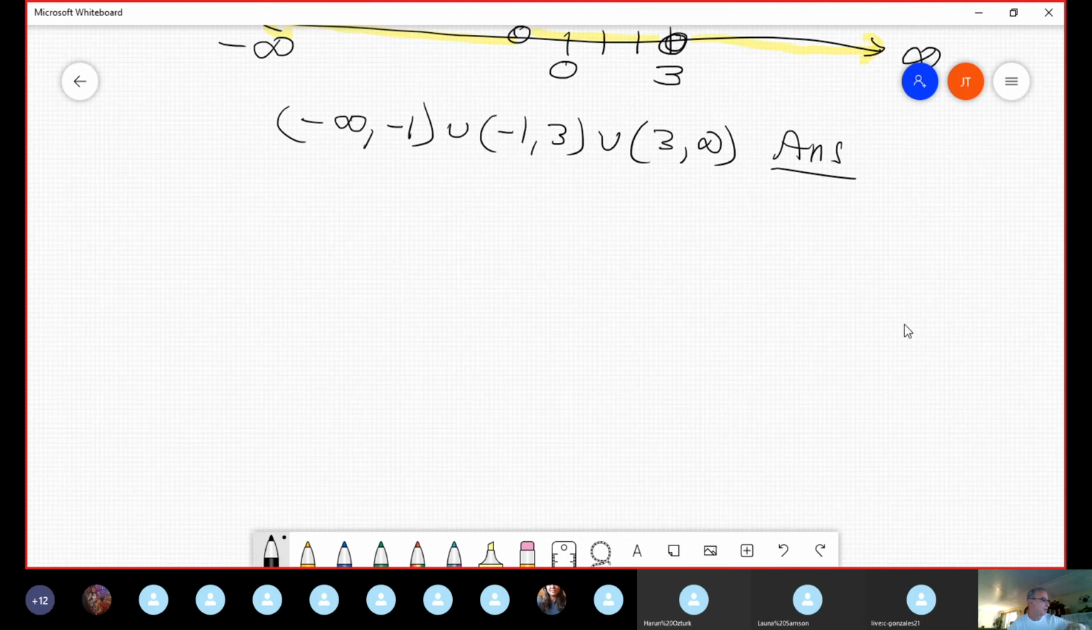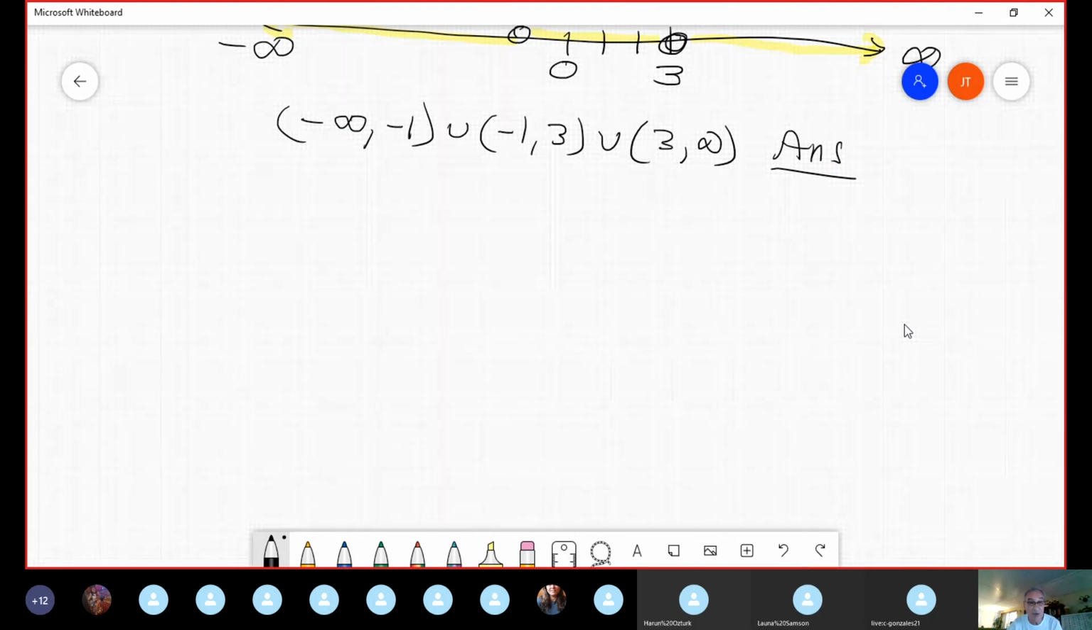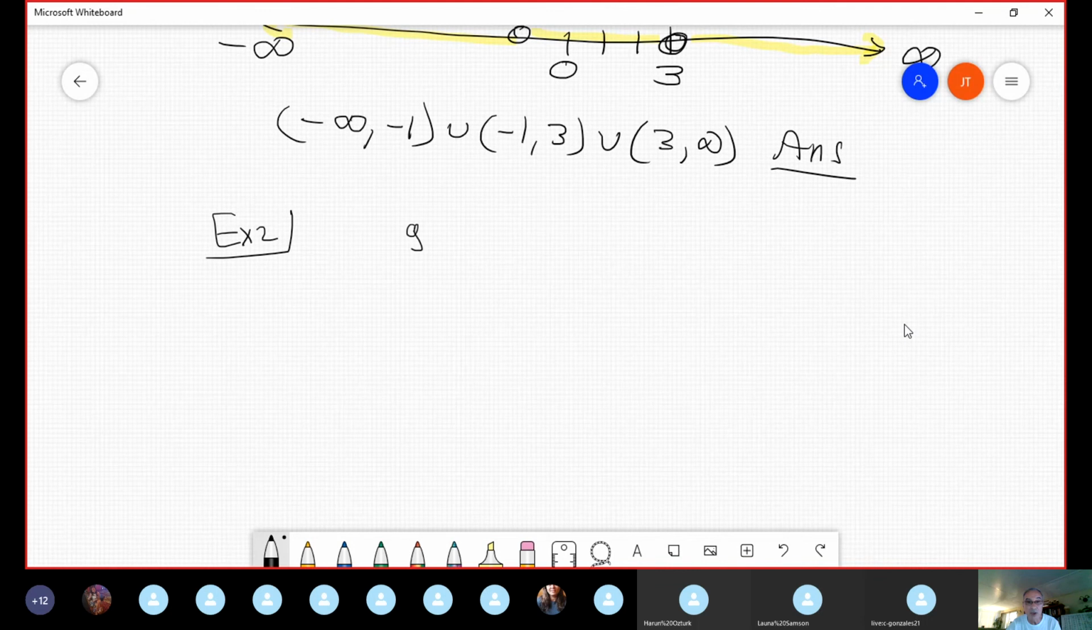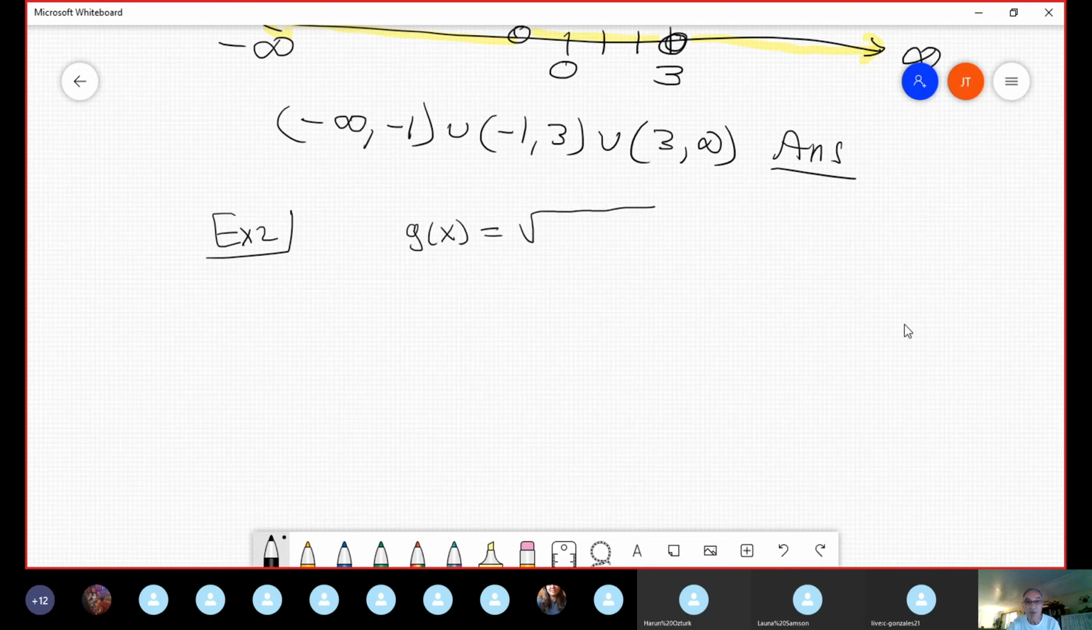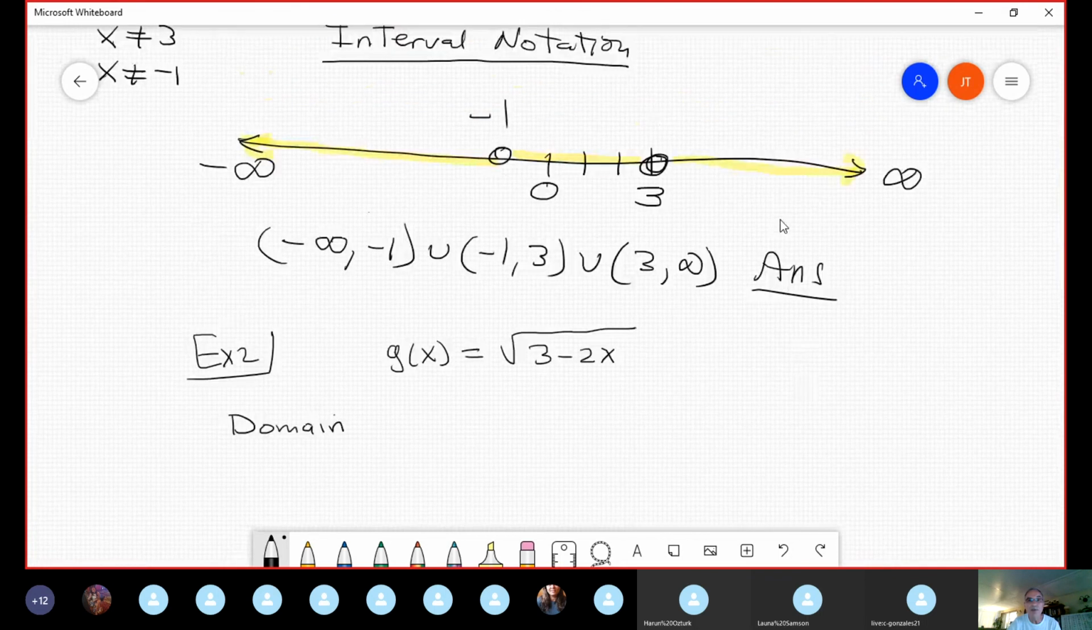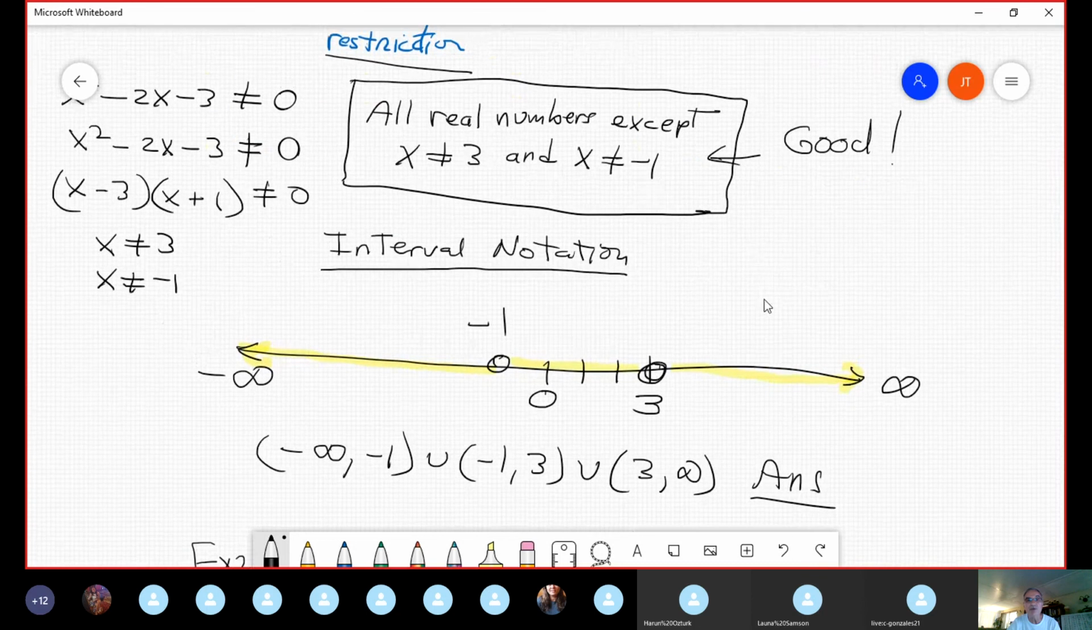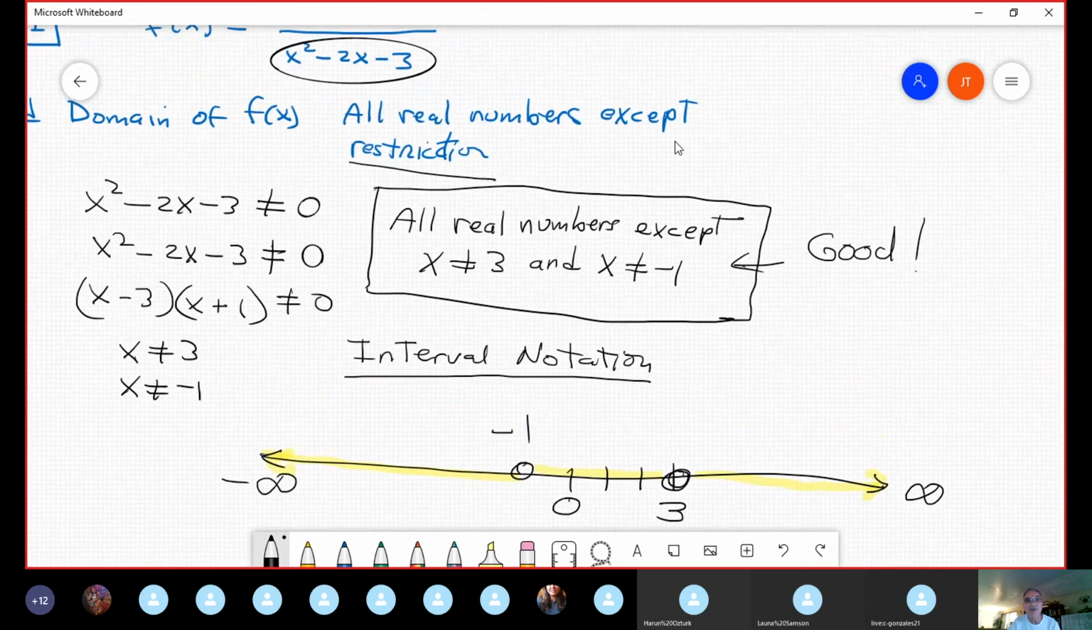Okay, one more example because we have only 3 minutes, but I suppose that we have time to do example 2. Example 2: suppose that we have a function like that. I call it g, equals square root of 3 minus 2x. Again, domain. So I immediately go to the restrictions that we have in the problem, because I know the domain is all real numbers except the restrictions.